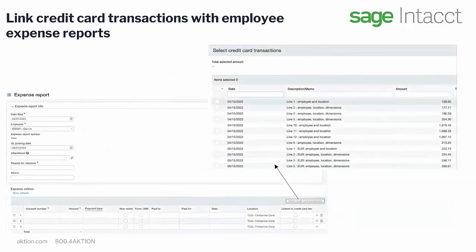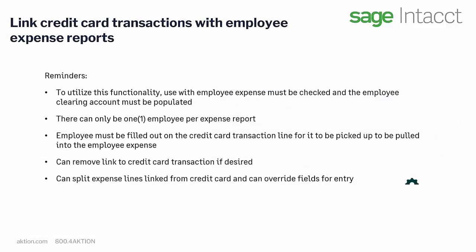Linking credit card transactions with employee expense reports is now available to help streamline your employee expense workflow and to eliminate the reconciliation process to speed up your data entry. So if you go into the expense report, there is a new option to select the credit card transactions. Keep in mind that the transaction needs to be linked to a specific employee for that to be displayed. There can only be one employee per expense report. And if needed, you can remove the link related to the credit card transaction.